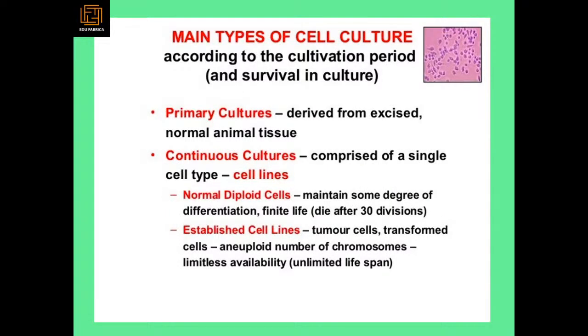So primary cultures, according to the cultivation period, are derived from the excised normal animal tissues, whereas the continuous cultures comprise single cell types. That is normal diploid and established cell lines. So normal ones maintain the degree of differentiation, finite life, and established cell lines include tumor cells, transformed cells, aneuploid number of chromosomes, and limitless availability. So we are done for today, I think.